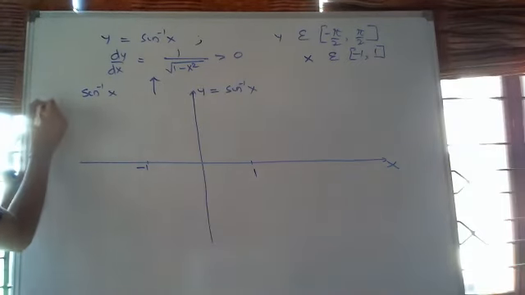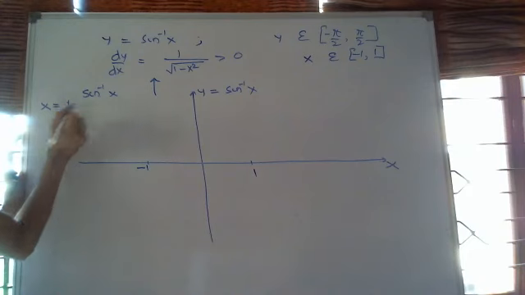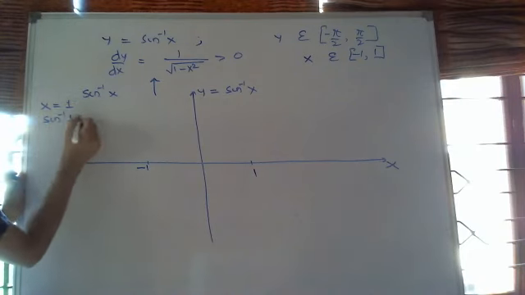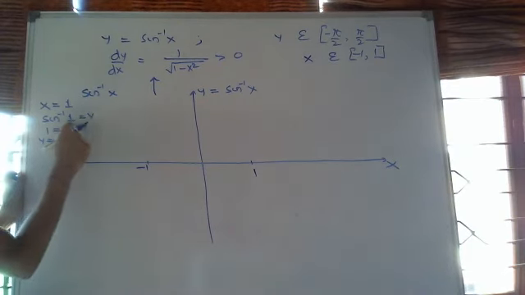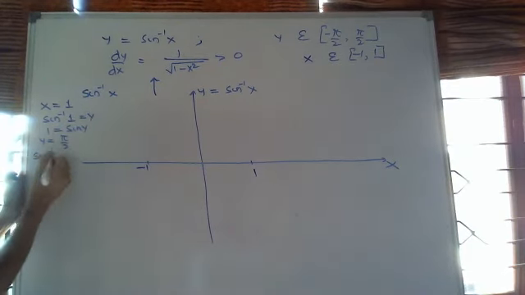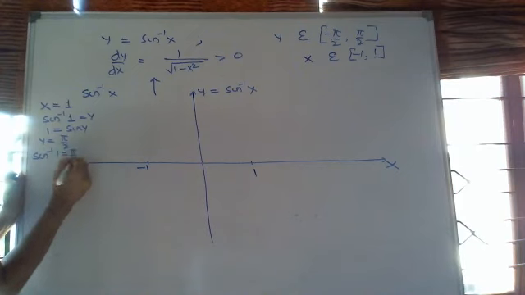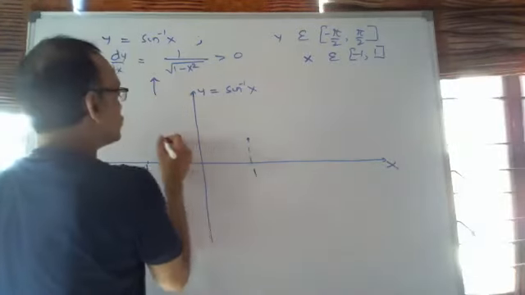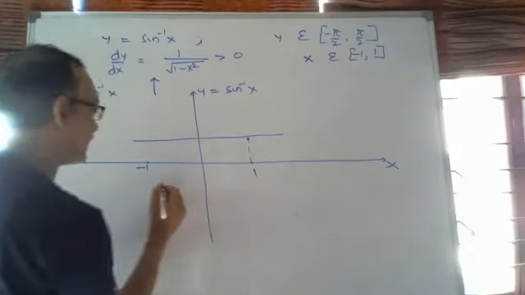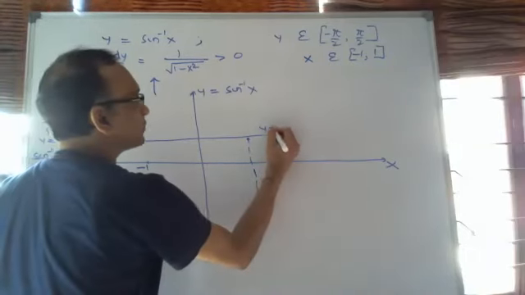At x equal to 1, what's the value of sin inverse x? Sin inverse 1, suppose is y, then 1 is sin y, which must be 90 degrees, right? That means at x equal to 1, sin inverse 1 must be pi by 2. So at x equal to 1, the output must lie in this interval. This is y equal to pi by 2.